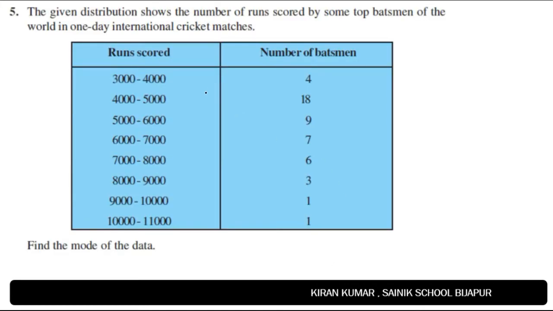The question here is: the given distribution shows the number of runs scored by some top batsmen of the world in one-day international cricket matches. The runs scored are given as class intervals and the number of batsmen is given as frequency. Now we need to find out the mode of the given data.